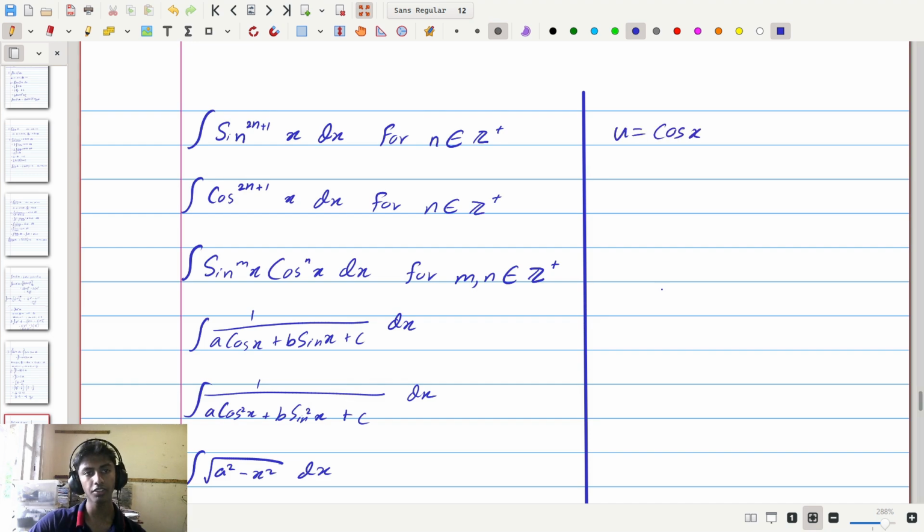As for the next case, it's something similar. It's an odd power of cosine of x instead. Again, 2n plus 1, where n is a positive integer, of cosine of x. For this, the substitution you're going to want to use is u equals the sine of x.